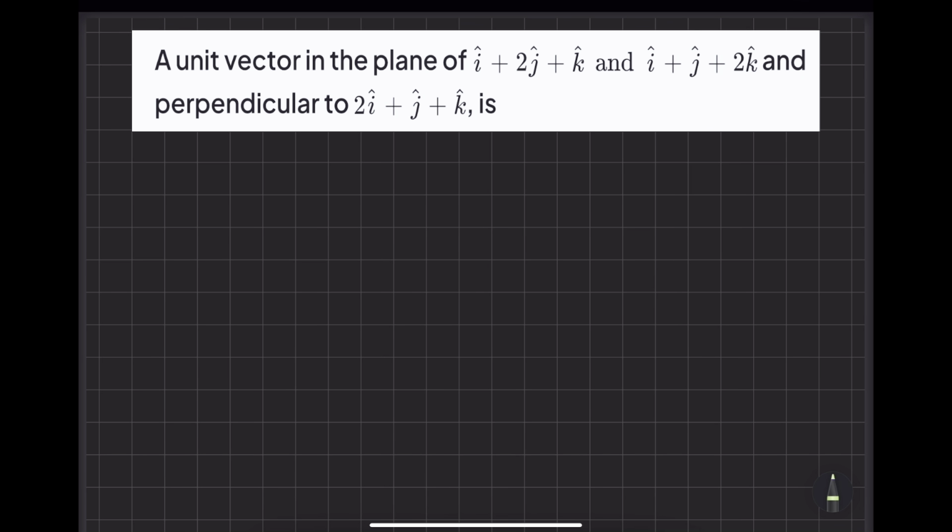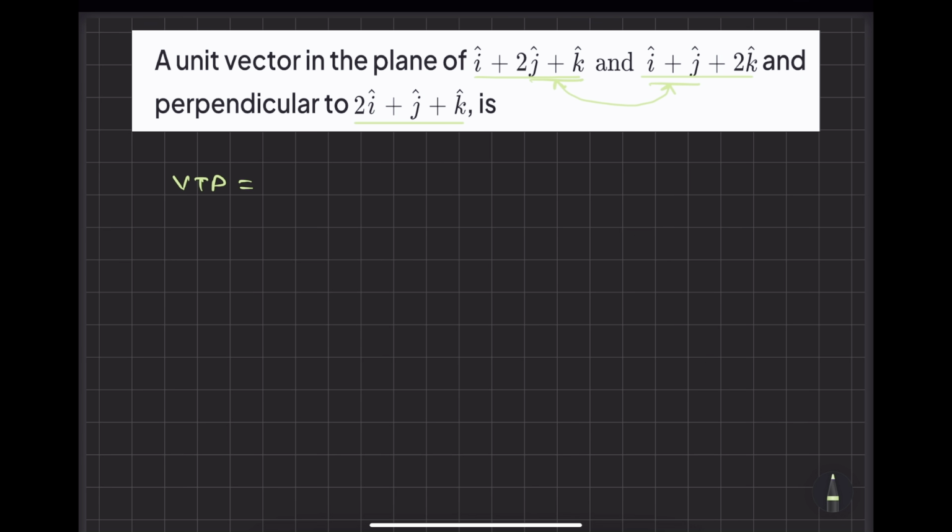So, we have a wholesome new problem which says: a unit vector in the plane of this and this. So, we need a unit vector in the plane of this and this, and perpendicular to this. Now, does this statement strike you as something? Exactly, vector triple product.